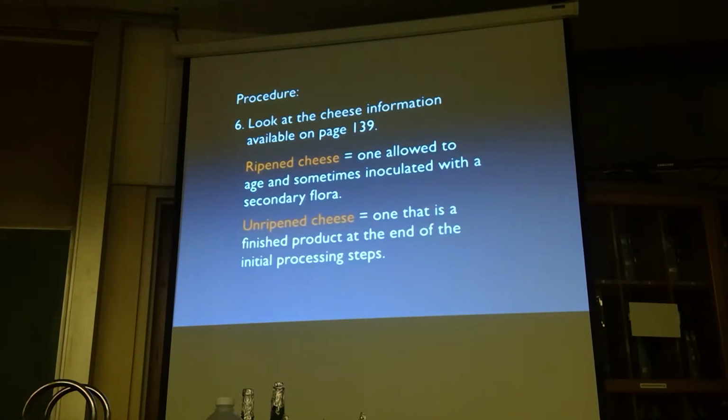An unripened cheese is a cheese that is a finished product at the end of the initial processing steps. Probably the best example is cottage cheese. Although the cheese that we're going to make in lab tonight, it's kind of scary in itself, it will be an unripened cheese. And if you care to sample it, you can. We'll be very careful about not allowing contaminants to get in there.